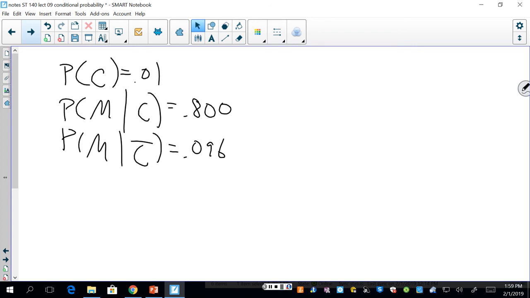What's the chance that somebody does not have cancer? 99%. So if you write down the information, you take the opposites, you get something else you'll need. What's the chance of a negative mammogram? It does not show cancer in the cancer group. 1 minus that one.